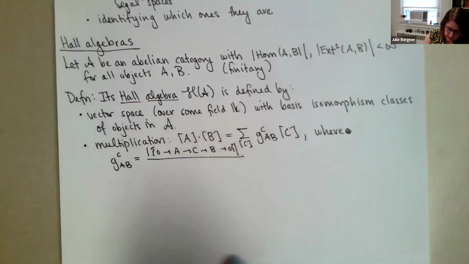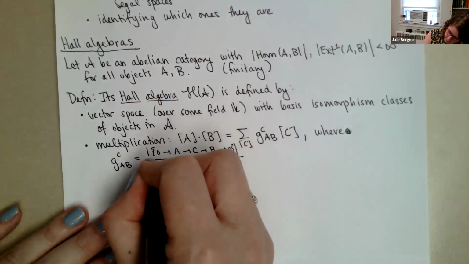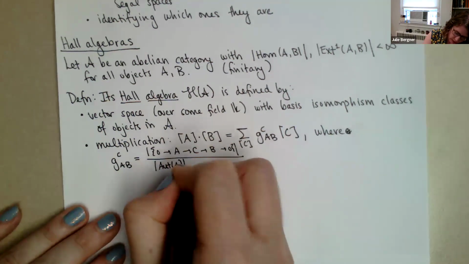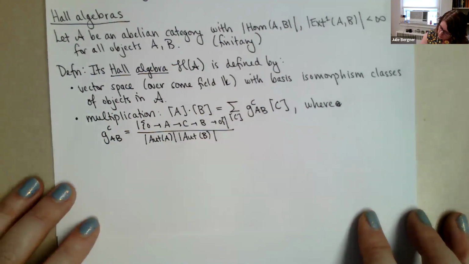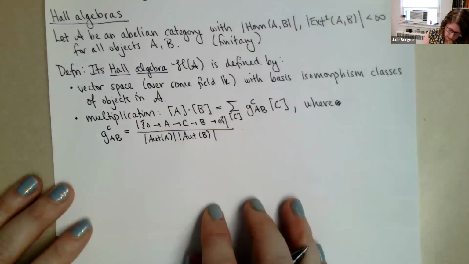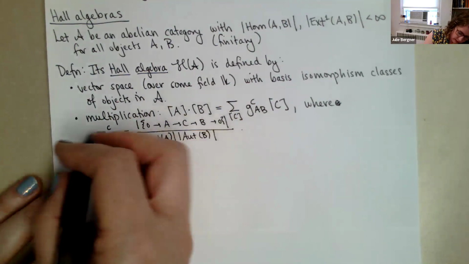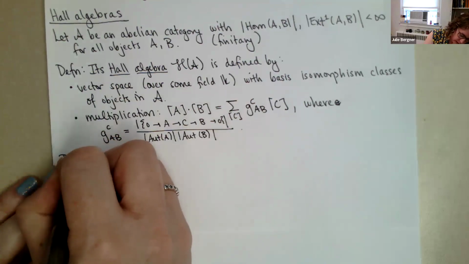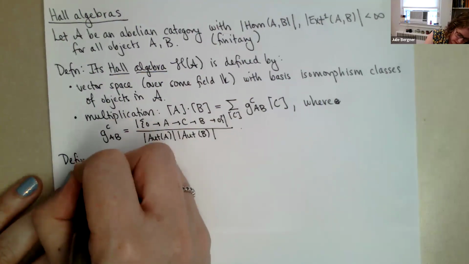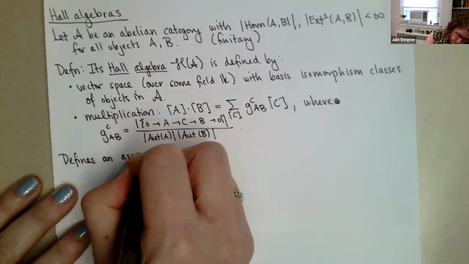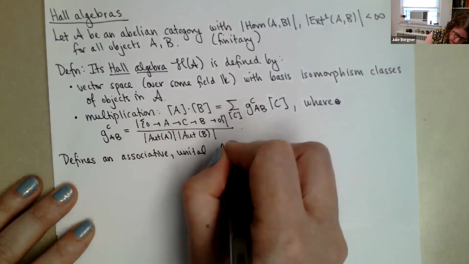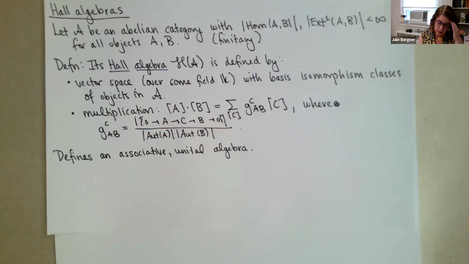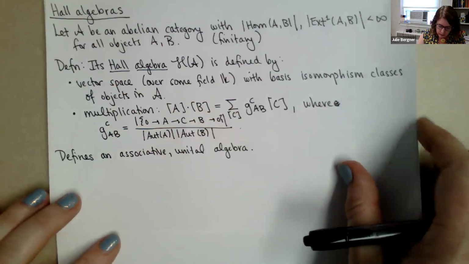And the definitions of this vary slightly, but I'm going to use the one where we mod out by the cardinalities of the automorphism groups of A and B. And it turns out that, as suggested by the name, this really does define an algebra. So this defines an associative and unital algebra. And I will comment that actually associativity is rather non-trivial to check here.